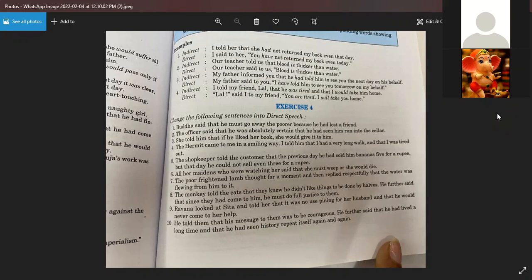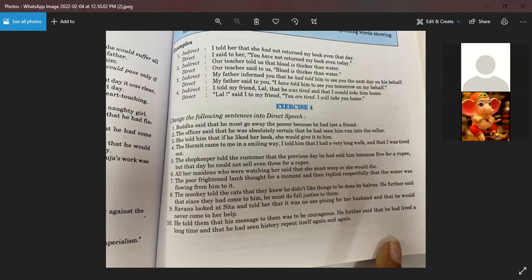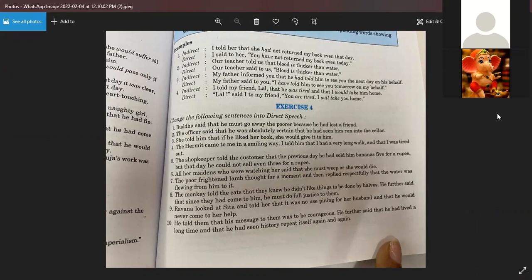Next. The monkey told the cats that they knew he didn't like things to be done by halves. He further said that since they had come to him, he must do full justice to them. Yes. This is the last one that we are doing today. A bit confusing for you. The monkey said to the cats, "We know I don't like things to be done by halves." Full stop. He said again, "Since you have come to me, I must do full justice to you." So two dialogues can be introduced in one.